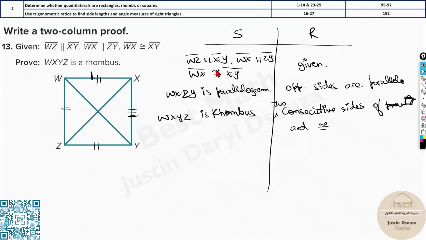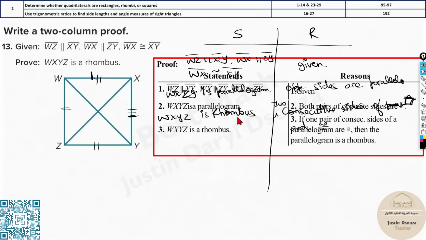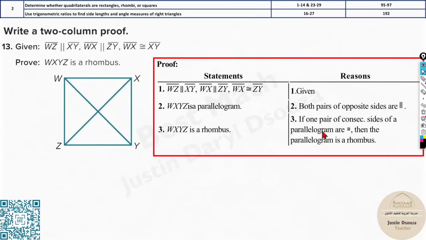So given only two statements we have to write, only one statement, and directly we have to prove it. Yeah, this is so easy. You can see over here, this is a theorem which we have studied before. That is what we are using over here.